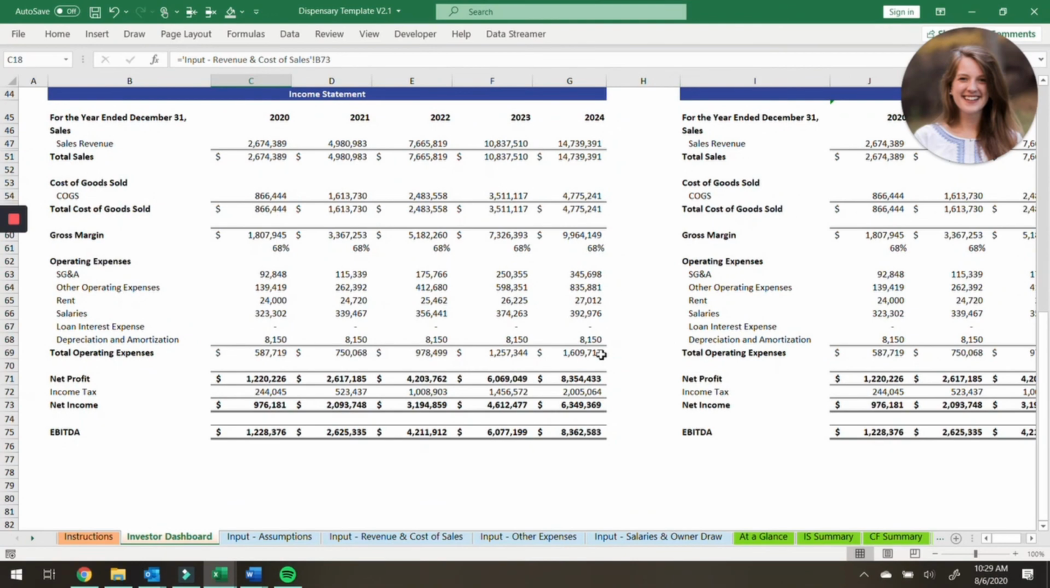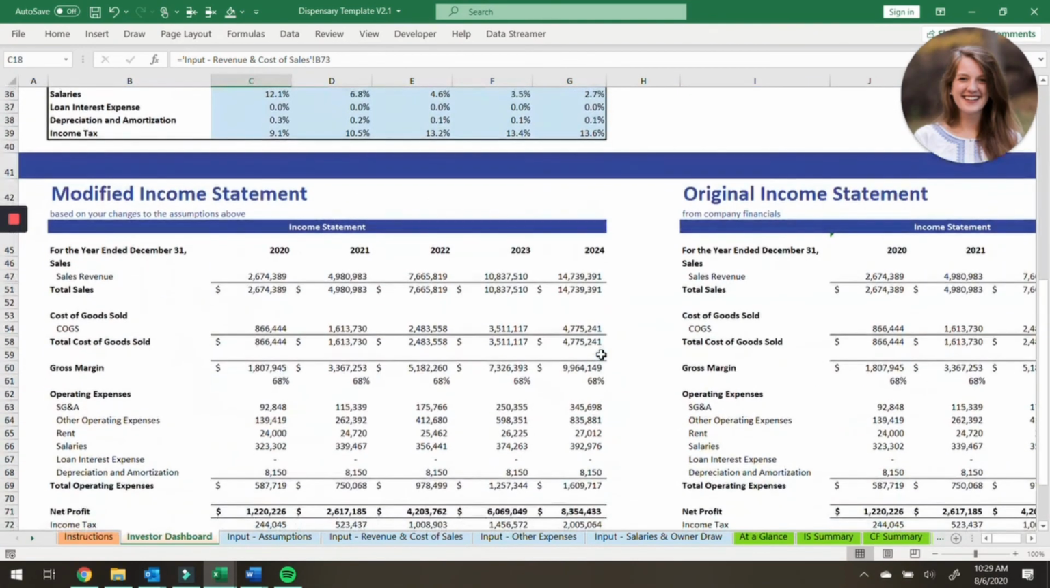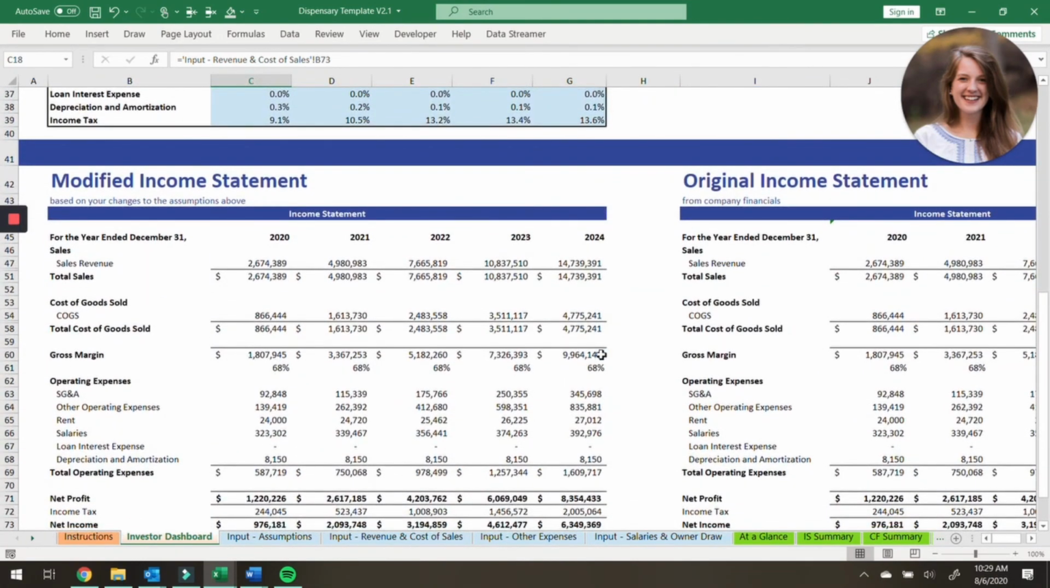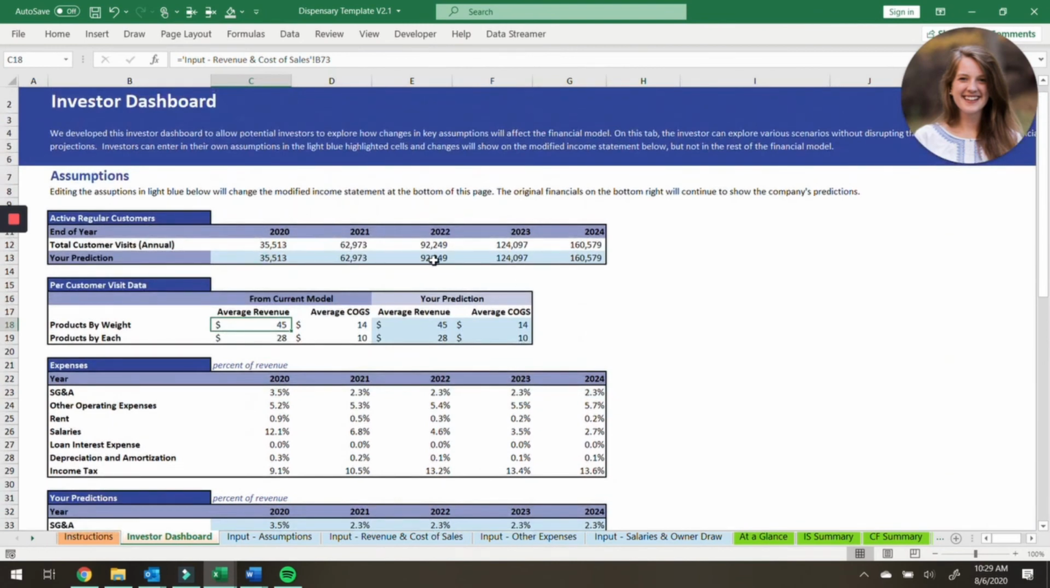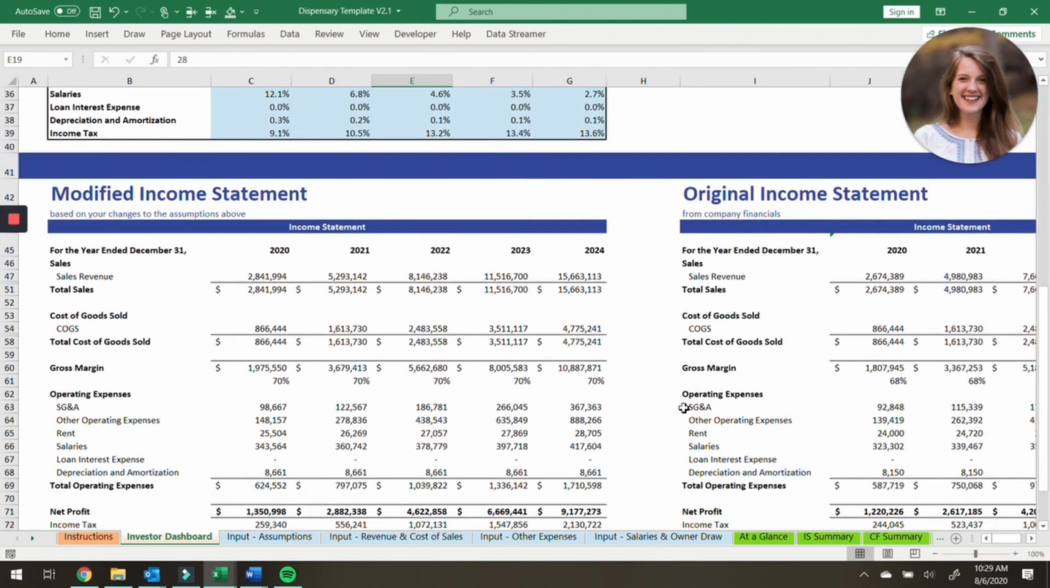And then there's the modified income statement here, which right now is identical to the original income statement because all the data in blue is identical to the data in white. If we change the average revenue for products by weight here to 50, you'll see that our sales revenue in the modified income statement is now over that of the original income statement.